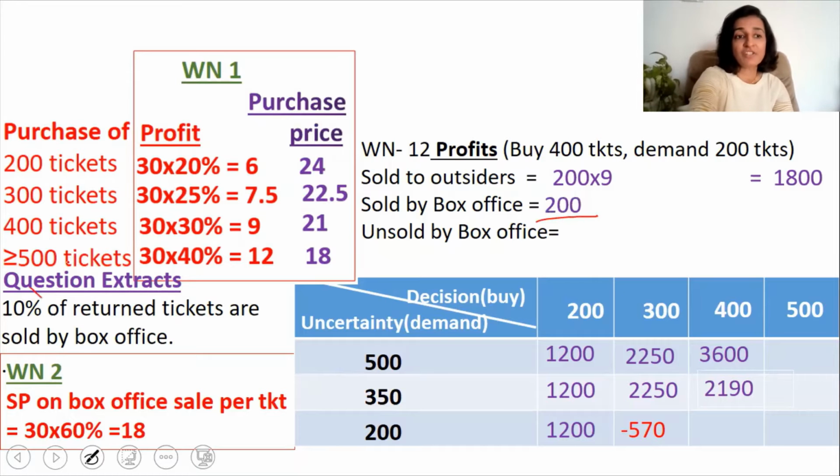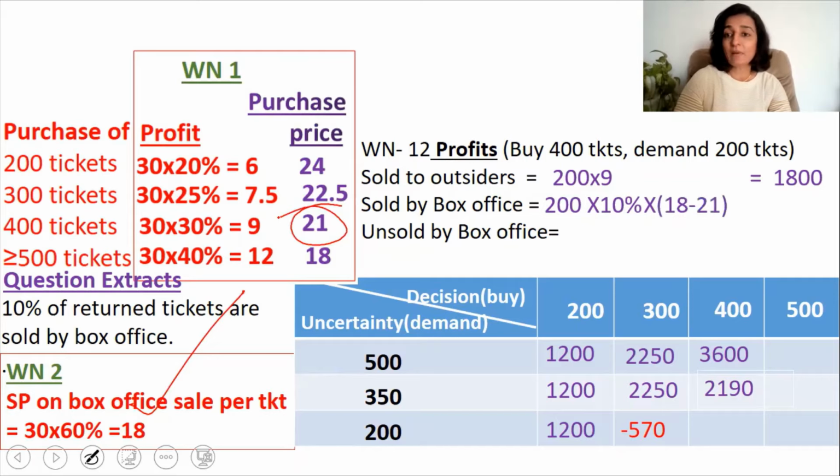out of which 10% the box office is able to sell. So into 10%. And what is the selling price that he gets? $18, and the cost price is $21. So 18 minus 21 is the profit. So the amount comes to negative 60.